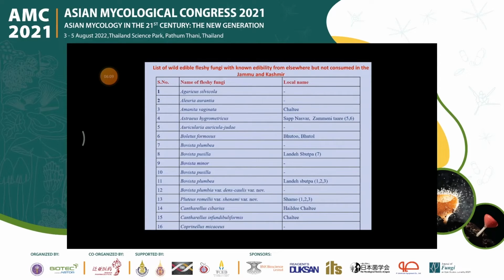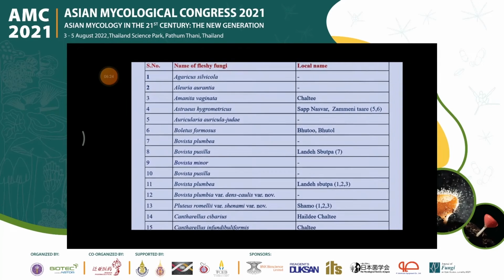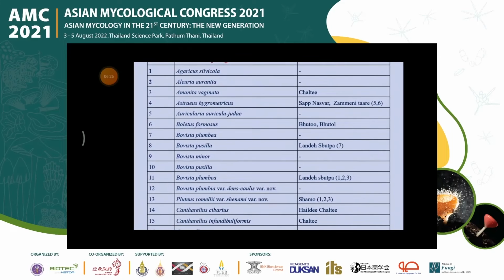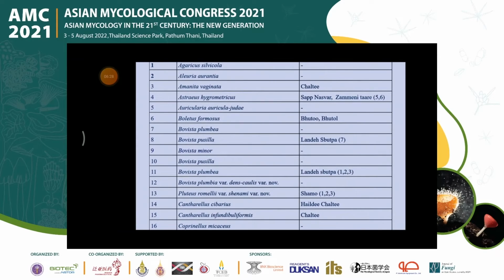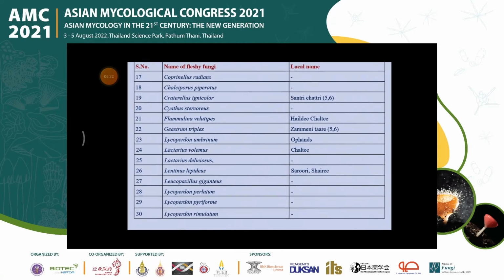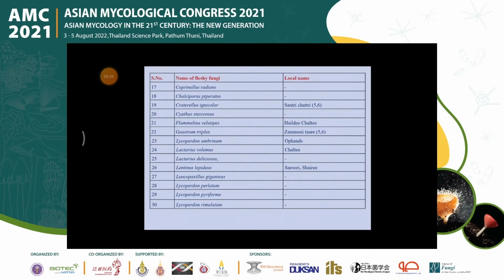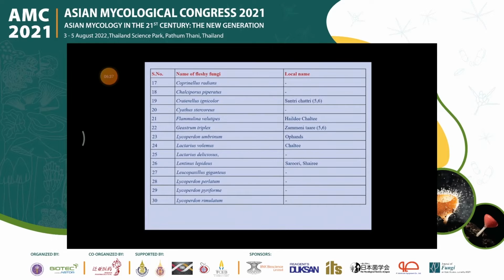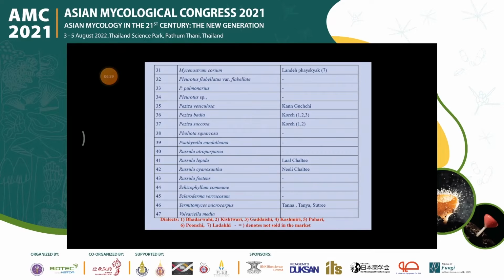So here you can see the list of those wild edible mushrooms which are reported to be edible from other parts of India or other parts of the world but not consumed in our study area. And these species represent Agaricus, Amanita, Astraeus, Boletus, some of the Boletus species, Clathrus, Cantharellus, Coprinellus, Lycoperdon, etc. And here you can see the second column represents their vernacular names.